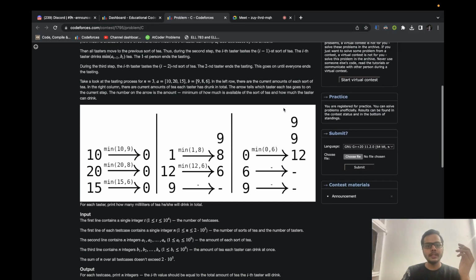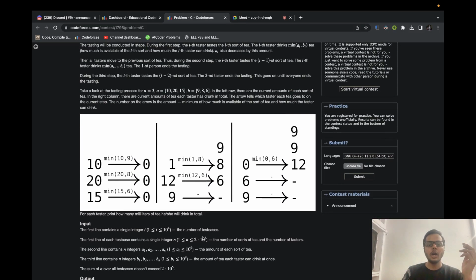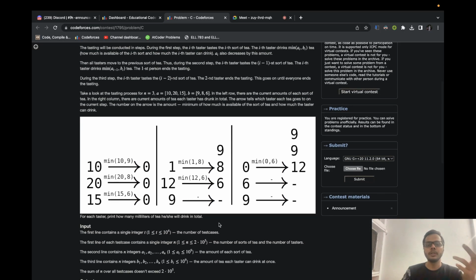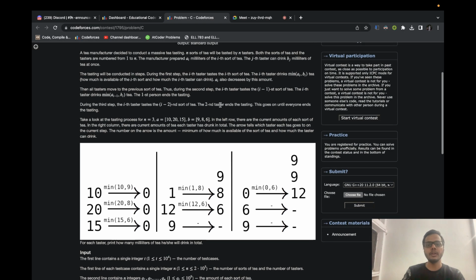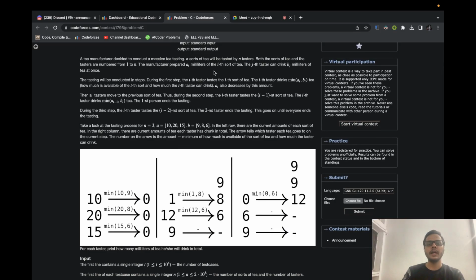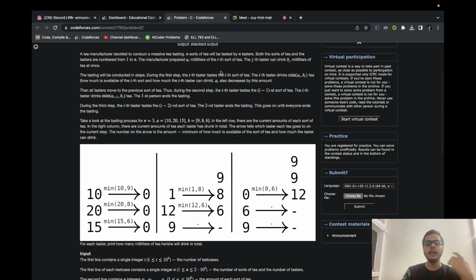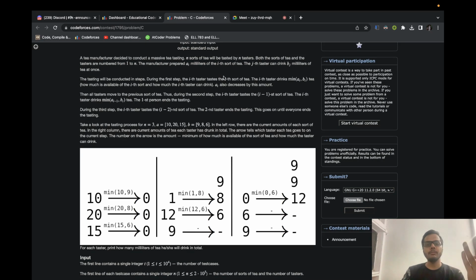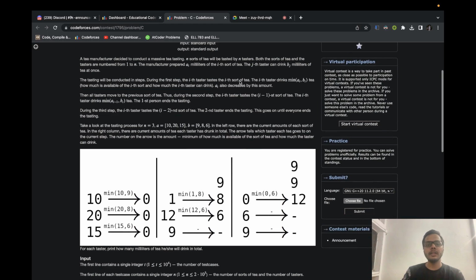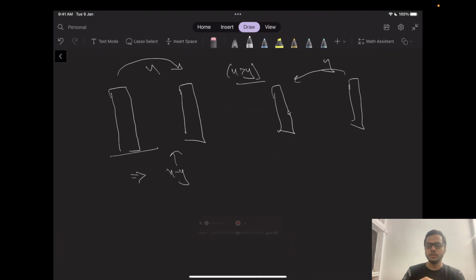Finally, what we need to tell is, for every person, how much coffee or how much tea is he going to drink. The caveat is that for the ith type of tea, we have exactly A i milliliters of that present. And also the ith type of person can, in one iteration, drink at max B i amount of coffee. We need to tell for every person how much tea will he drink in this entire process. So let's start with the solution.